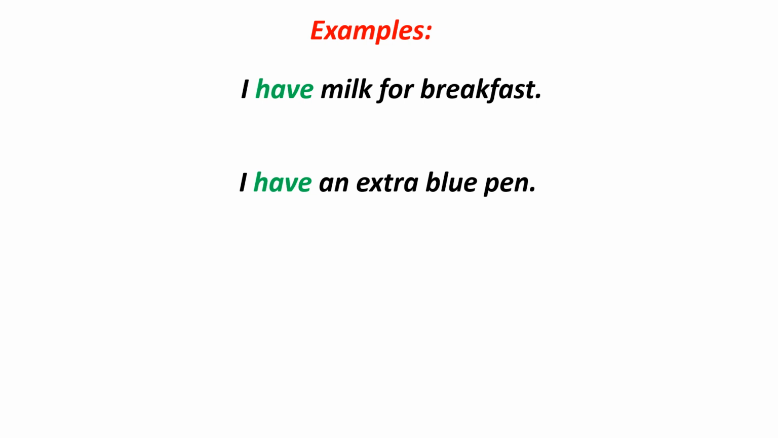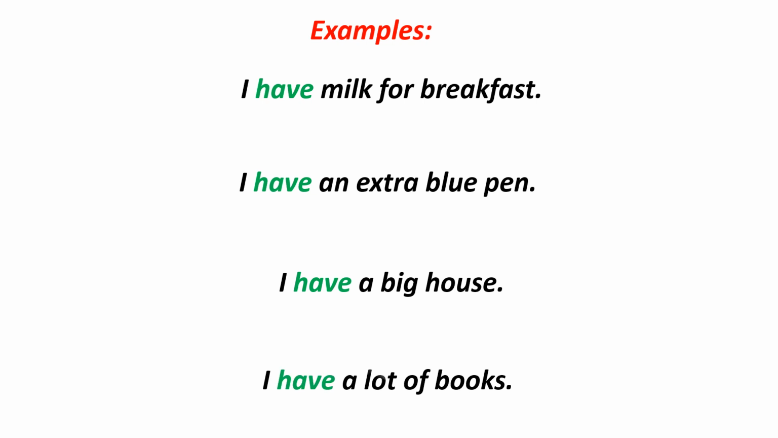Let's have some examples for the verb have conjugated in the present simple. So we say, I have milk for breakfast. I have an extra blue pen. I have a big house. I have a lot of books. You will see that I use only have, not has. Why? Because we have the subject pronoun I.